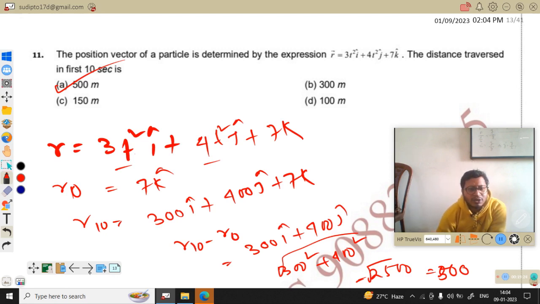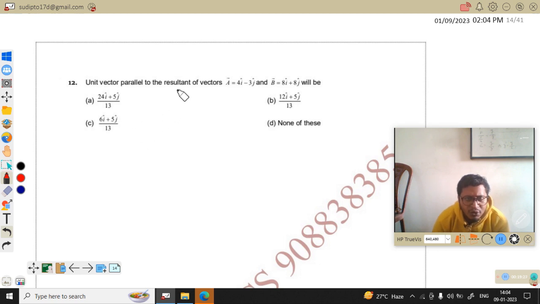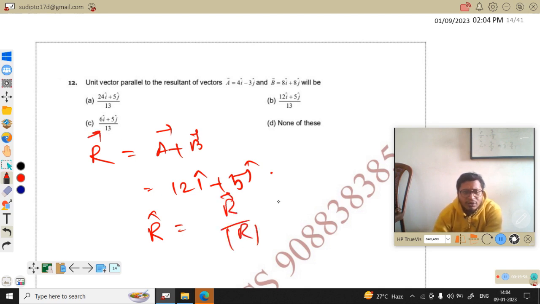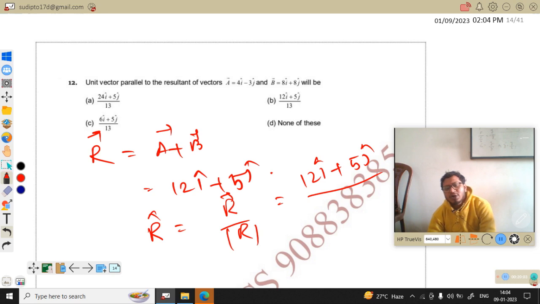Okay, next question. The unit vector parallel to the resultant of these vectors. So R equals A vector plus B vector, so it will be 12 i cap plus 5 j cap. The unit vector will be R vector by its magnitude. R vector equals 12 i cap plus 5 j cap, and 12 square is 144 and 5 square is 25, so it will be 169, and root of 169 is 13. Okay, this is question number 12.